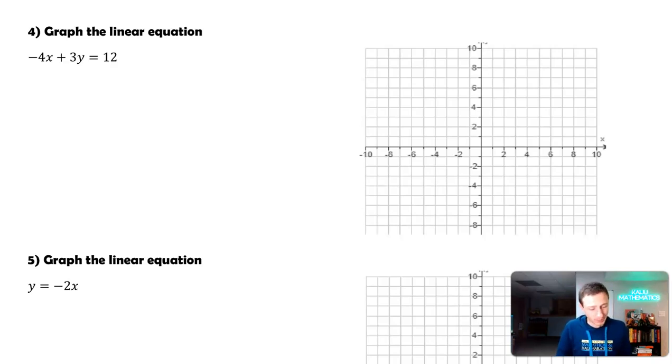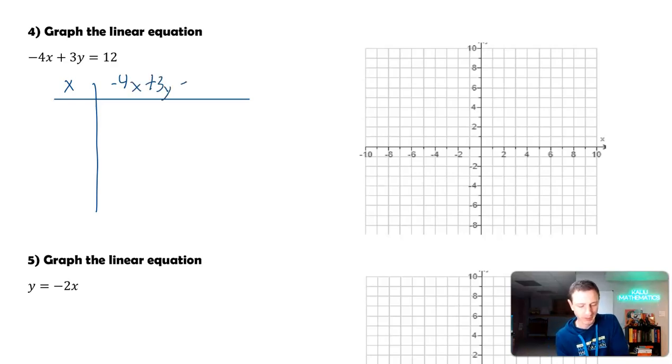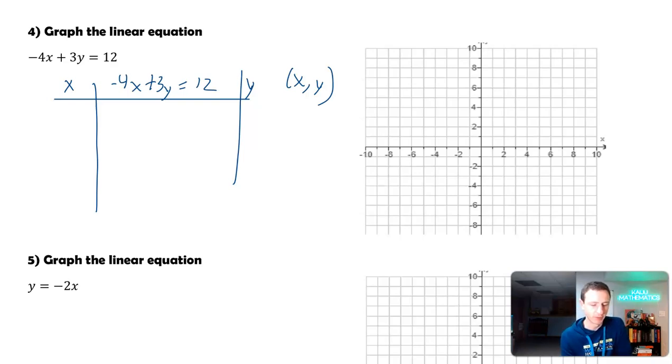So this next one, a little bit more difficult to do that because we have this negative 4x plus 3y equal to 12. So here's how I would go about approaching this one. Let's grab some x values. The equation here is negative 4x plus 3y equals 12. Y values in our ordered pair. So what we want to have happen is we want this number to be divisible by 3 because I want to divide by 3.